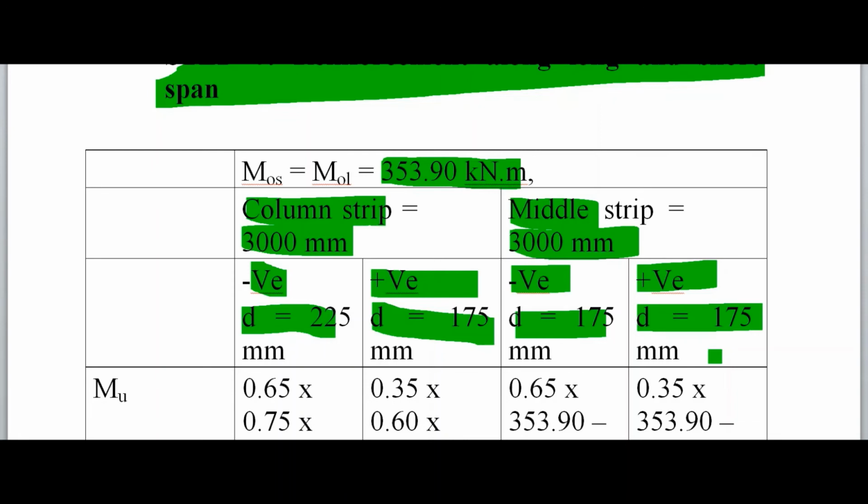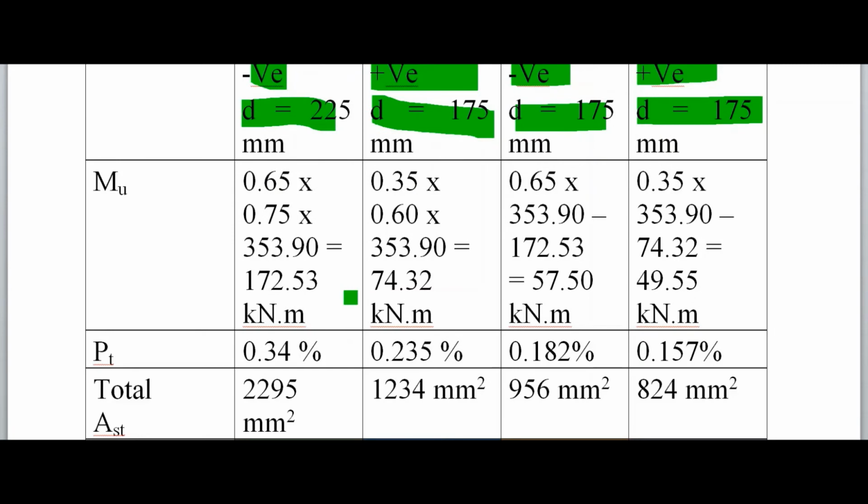Imagine the column strip on the column and the positive in the middle. So at the middle we have a drop, so depth will be changed. On the column strip, the middle portion has a drop, so depth will be changed. That's why here is a drop. So here is a different depth. All the methods are the same.